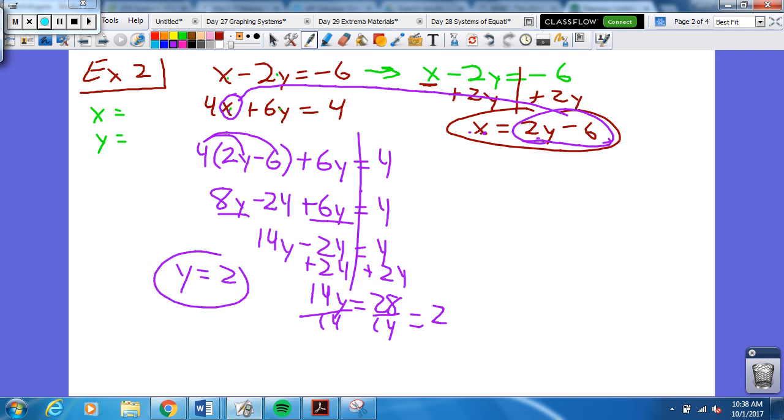Where can I plug in? Well, I can plug in here. I can plug in here. But I can also plug in here, because these two equations are equal. I just manipulated them to look different, but they are, in fact, the same.